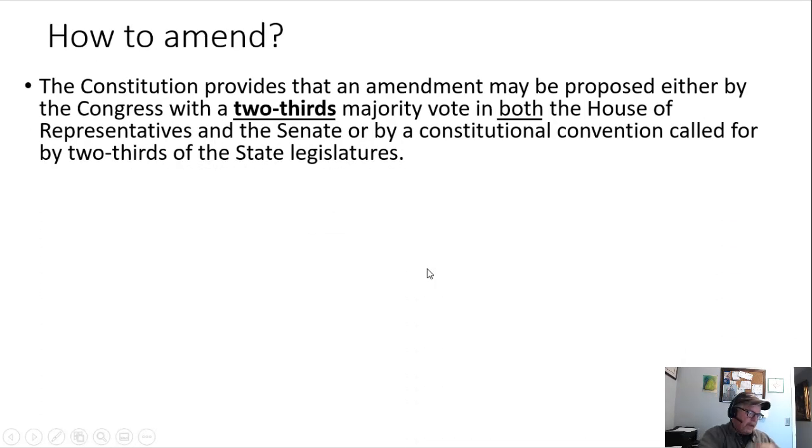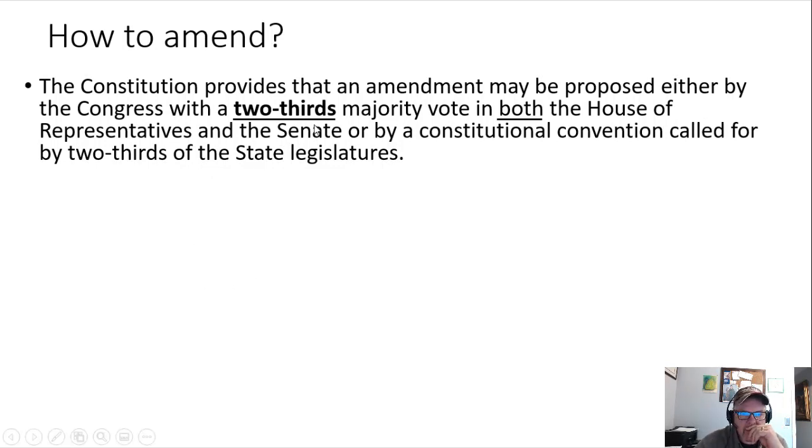All right, how to amend it? I mentioned it's hard, and we're getting toward the finish line here. It's interesting, but it is a little bit dry. So the Constitution provides ways to amend it. And we've actually had an amendment that said stop drinking, and then a few years later they were like, that's a terrible idea. So the 21st Amendment repealed the 18th Amendment. So that can happen as well. Great idea. Well, maybe not so much.